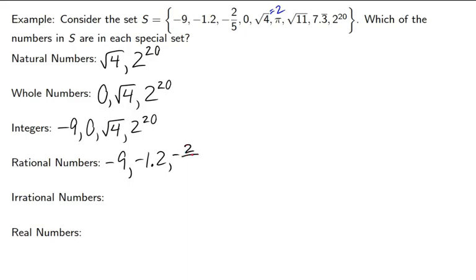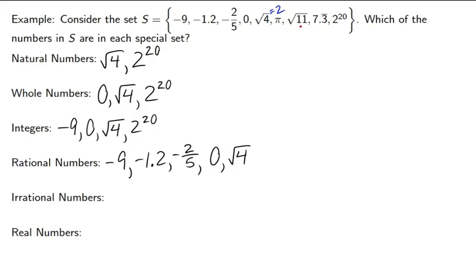-2/5, that's a fraction, so that's a rational number. 0 and square root of 4 we've already been working with. Since they're integers, they're also rational numbers. What about pi? Well, if you've seen pi in the past, you know that pi has a decimal expansion that doesn't terminate and does not repeat. So pi is not a rational number.